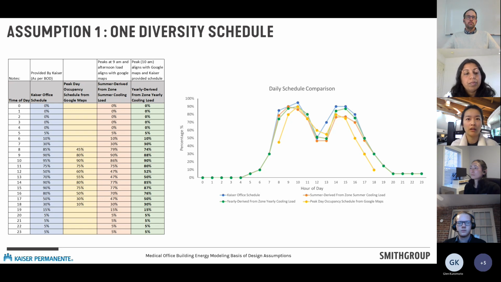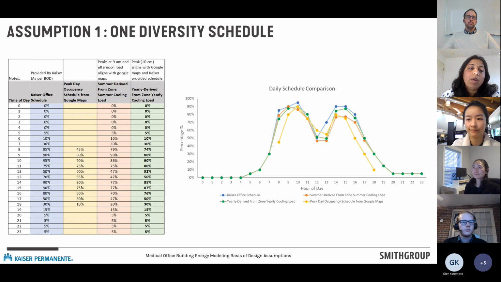And then we see the summer-only data and the yearly data, which are the red and green ones. They match well with each other too. So it gives us confidence to use the yearly data. In the end, we use the schedule we calculated from the yearly cooling load as the energy model input. Okay, that's all. Basically, that's how we modify our schedule assumption with the actual data. Hashana will take over. Yep.